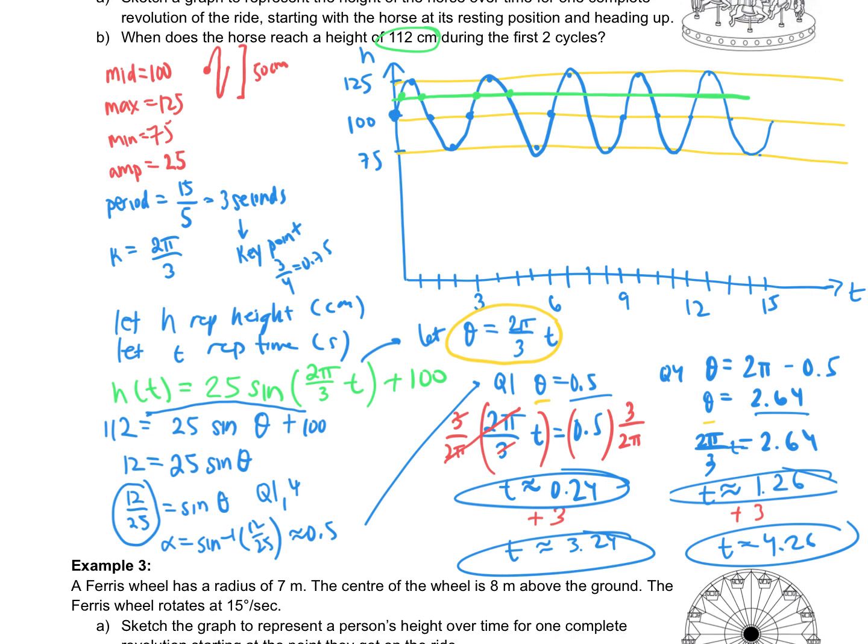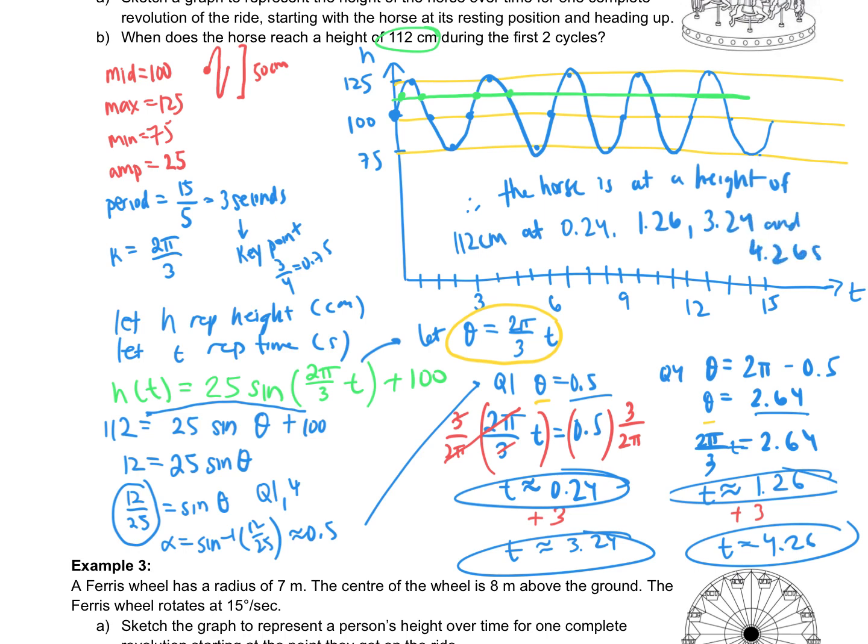And I'm just going to write my therefore statement where I have space, which is right here. Therefore, the horse is at a height of 112 centimeters at 0.24, 1.26, 3.24, and 4.26 seconds. And there we are.